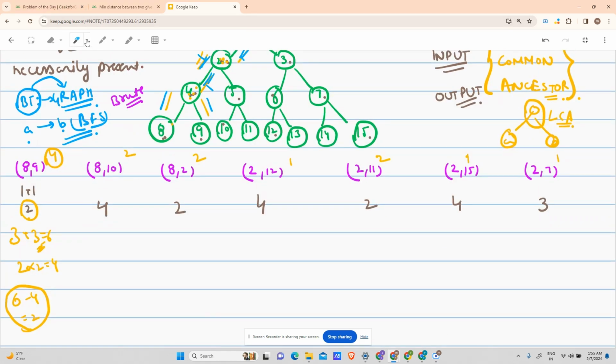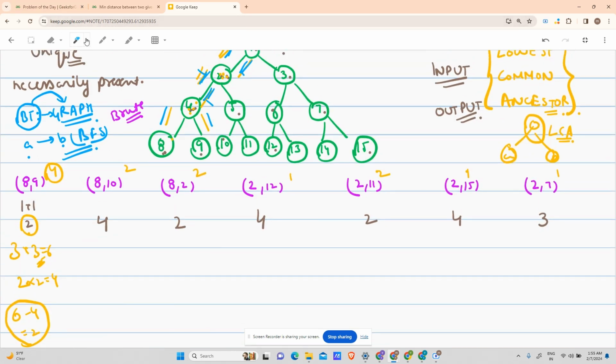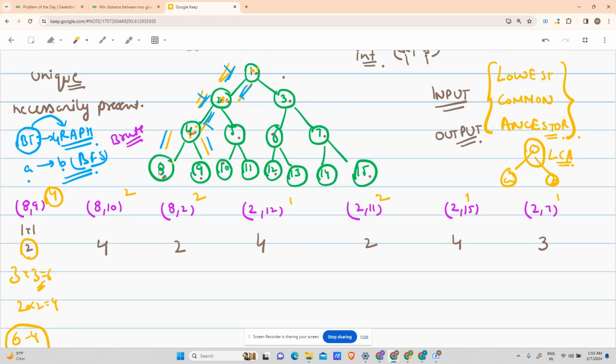Let us try it for another example also. For 8 to 10, 8's distance as calculated is 3, 10's distance is 1, 2, 3, again 3, and the common ancestor is 2, 2's distance is 1. So 3 plus 3 gives me 6, minus 2 into 1, minus 2, gives me 4, again matching.